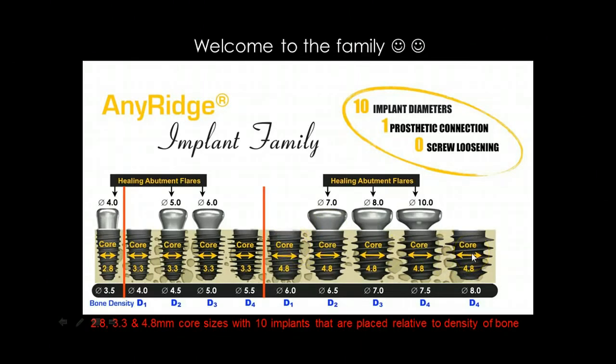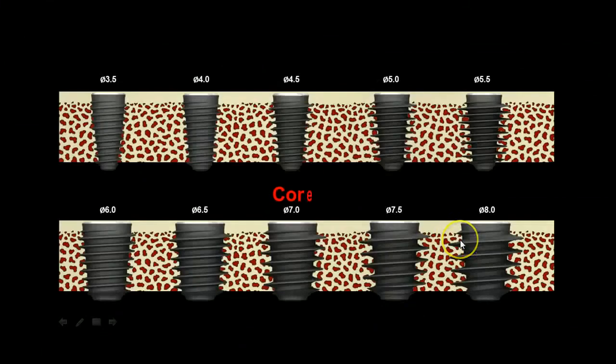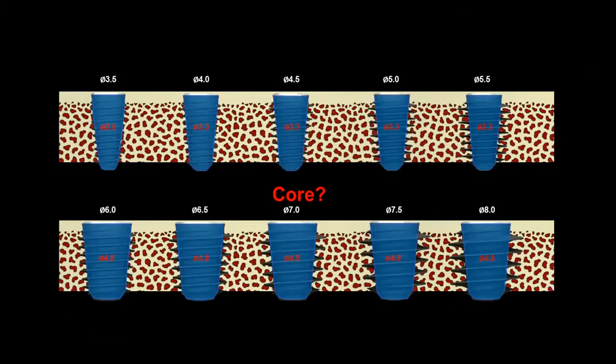And these, as we'll get into in just a minute, are basically for extraction sockets, your super wide diameter implants. But you can clearly see here the healing abutment lines, and I want to point this out right here. It's 10 implant diameters, 1 prosthetic connection, 0 screw loosening. Now, this will make more sense as we go on in the presentation. All right, so the core is key. So what does that mean?